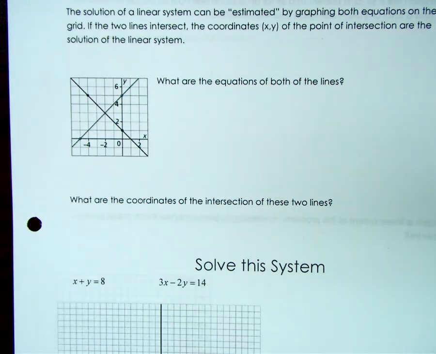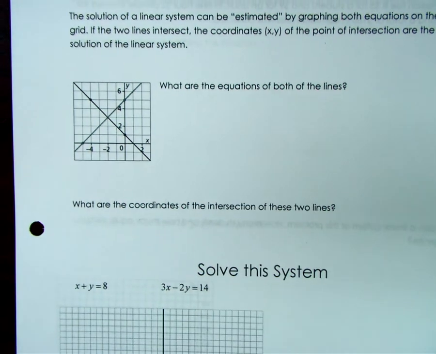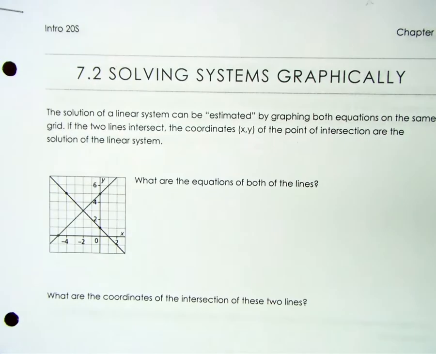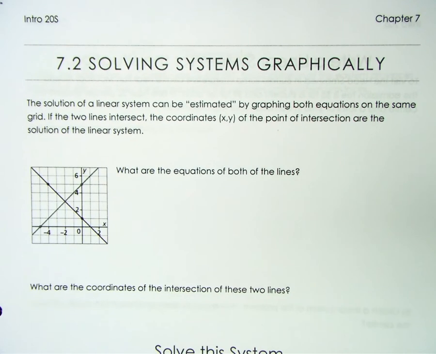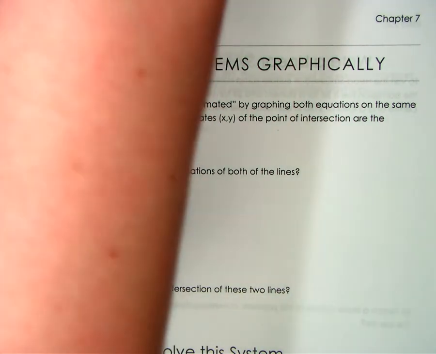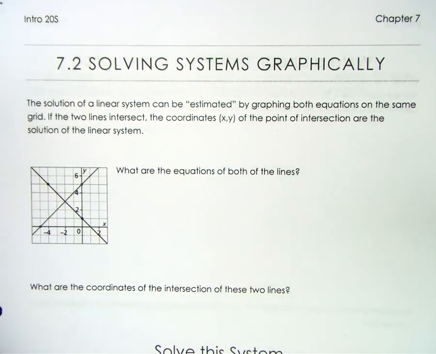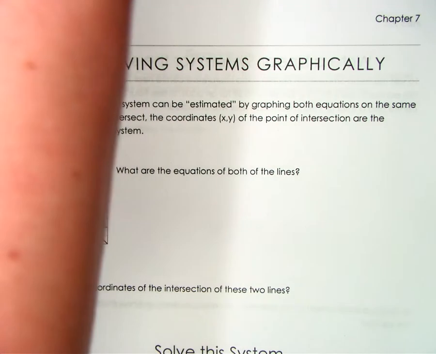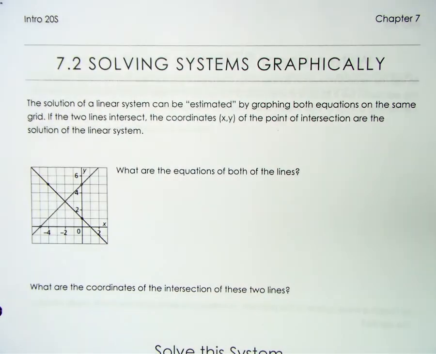All right. Let's do 7.2 systems. Ooh. All right. I was like, that's really bright. All right. So everybody should have the notes in front of them. Maybe, possibly. Perfect.